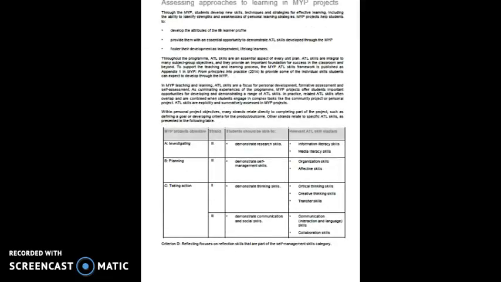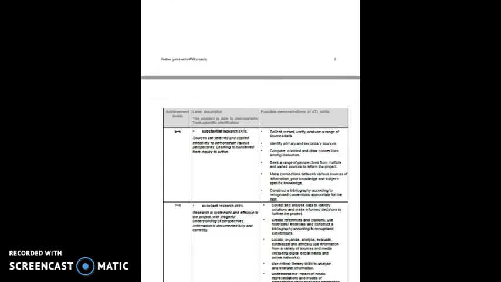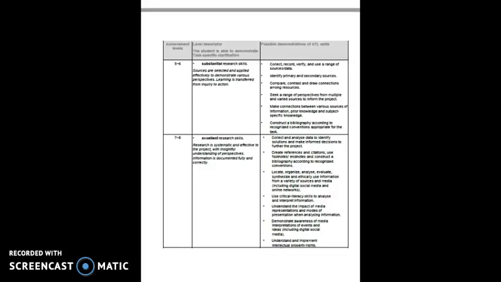For example, if you'll take a look at this particular page that starts with aligning ATL skills with MYP projects achievement levels. So you could use this to help you as one piece of evidence to guide you in terms of writing. So these are some possible ways that you could demonstrate your ATL skills. So for example, try to stay away from the levels 1 and 2 because that's just limited research. So scroll down and read through them to make sure that you're not just doing that. But if you'll compare the 7 or 8 level, which is kind of where I'd like for you guys to be, or 5, 6, 5, 6 is not bad either.